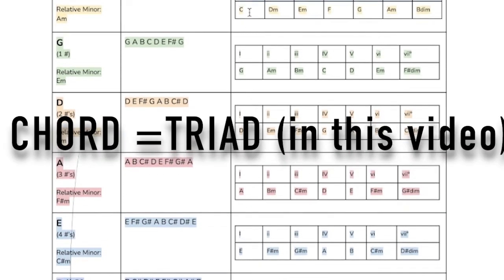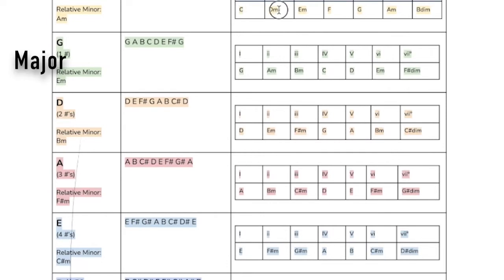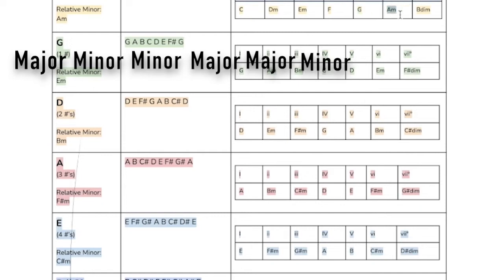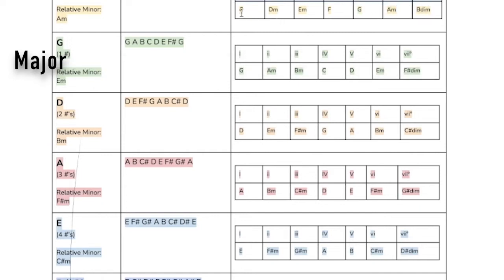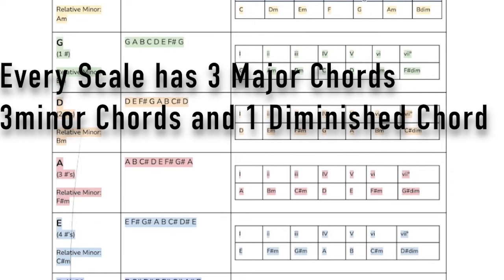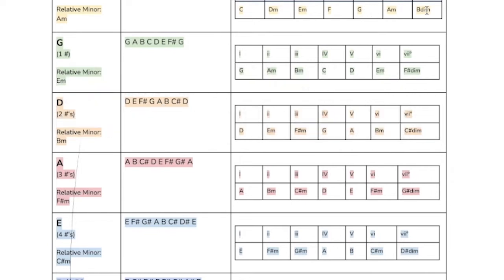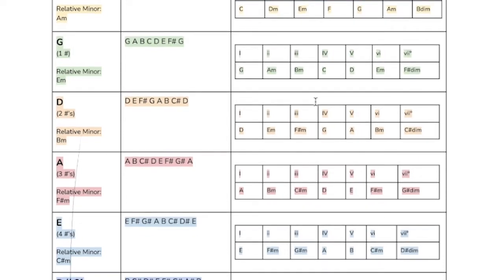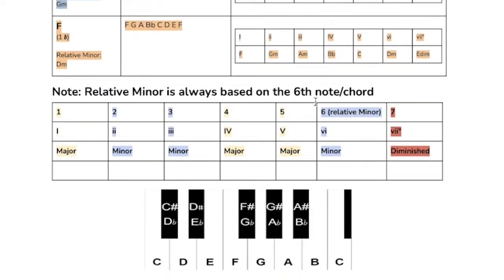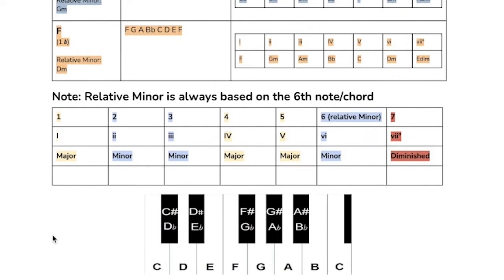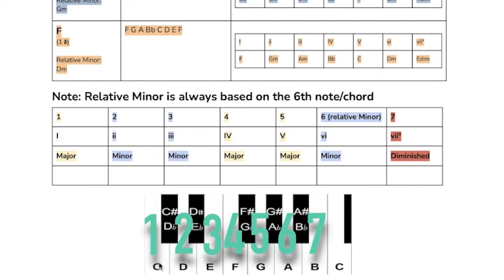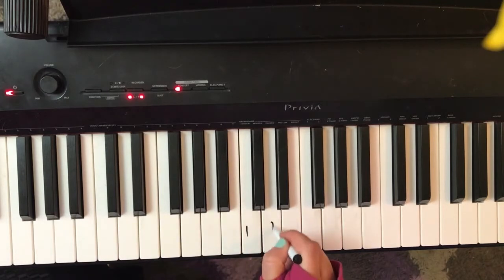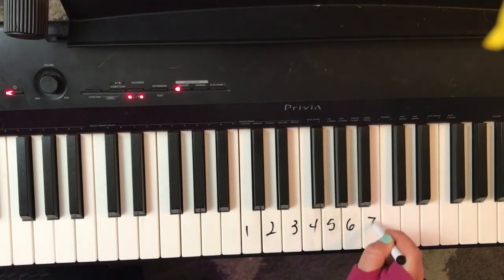And all the scales follow the same pattern. Major, minor, minor, major, major, minor, and then diminished. So essentially what you have is 3 major chords every scale, 3 minor chords every scale, and 1 diminished chord every scale. Okay, that's cool. Chords are based on the 7 notes in every scale, 7 unique notes. For example, on the C scale, we've got C, D, E, F, G, A, B, and then we're back to C again. So I'm going to write these down. We've got 1, 2, 3, 4, 5, 6, 7.